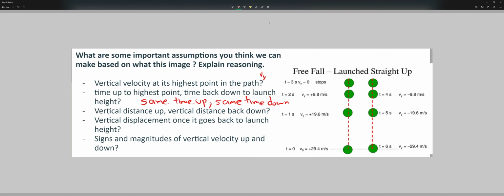Right, so my velocity here will be 0, and I'm just going to fill that in retroactively. Now let's go to the third dash point. What can we assume about my vertical distance up and then my vertical distance back down?